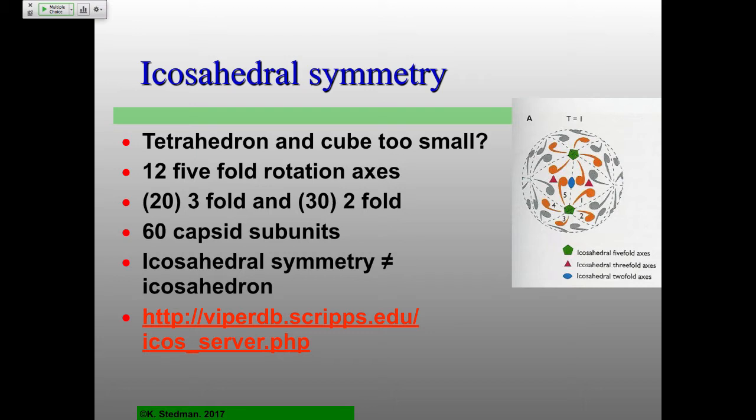Yeah? Would it be a good idea to remember just how many rotation axes the icosahedral symmetry has? Would it be a good idea to remember these things? Is it going to be on the exam? Is another way of putting this question. I'm trying to be diplomatic. Sometimes I can see through you.